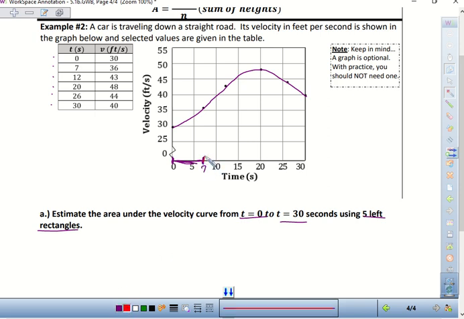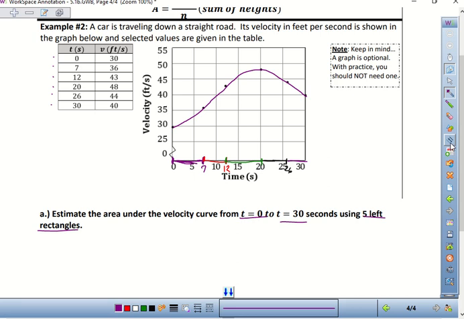Our next interval is going to be from 7 to 12. The next one is from 12 to 20. That's a big one. Next one is from 20 to 26. And the last one? 26 to 30. So those are going to be the widths of my rectangles.